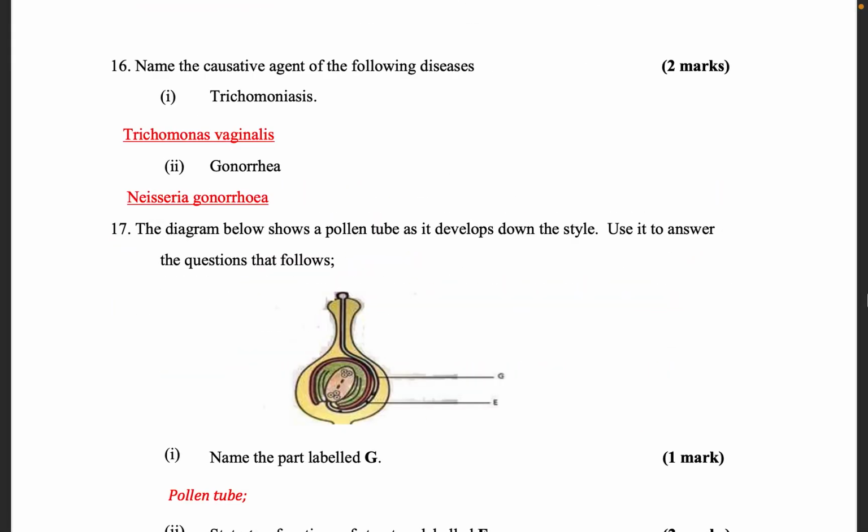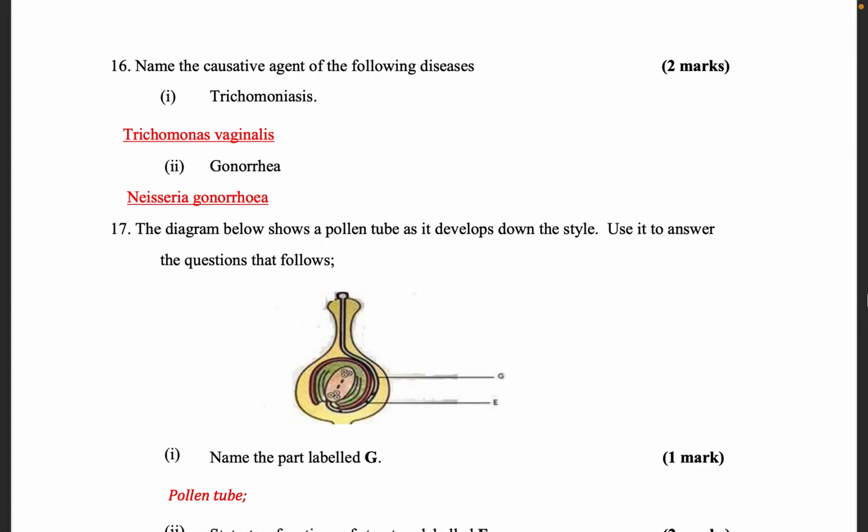Question 16. Name the causative agent of the following diseases. Trichomoniasis, it's Trichomonas vaginalis. Gonorrhea, Neisseria gonorrhoeae.